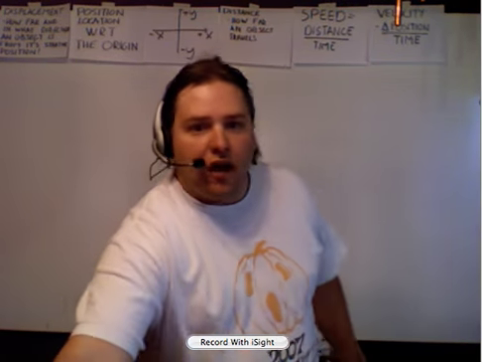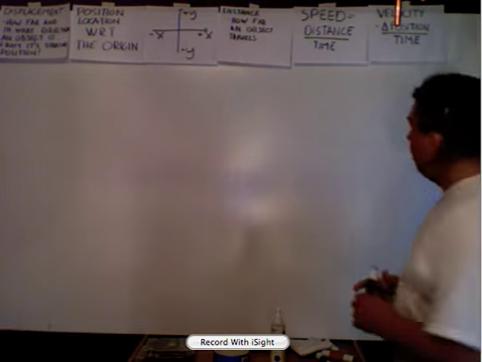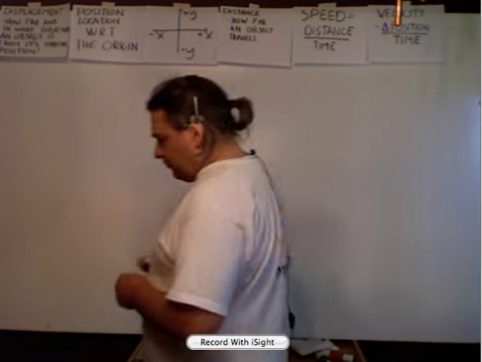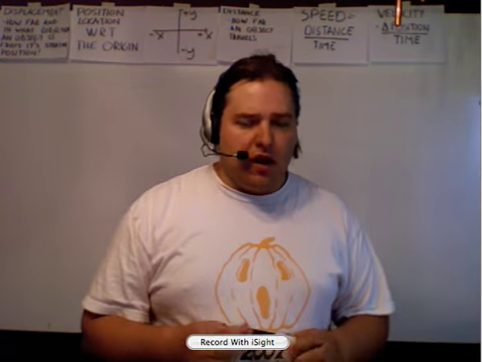Alright, so I asked you to tell me whether speed or velocity was a vector. Let's start with the first one, speed. Now, the definition that I gave you for speed is distance divided by time.